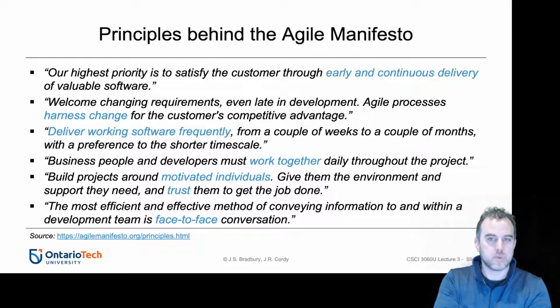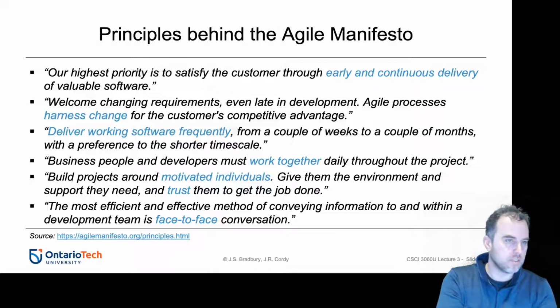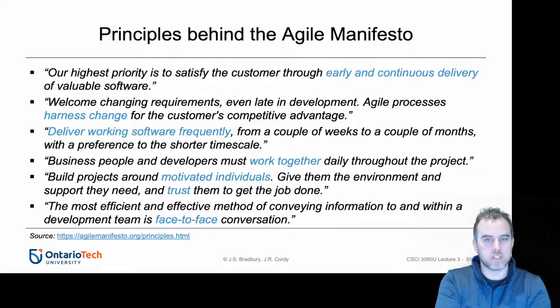The other thing, and this one goes with early and continuous delivery, is delivering working software frequently. So not only should the delivery be continuous, but it should also be frequent, like every few weeks, for example, or every couple of months, with an emphasis on shorter being better.